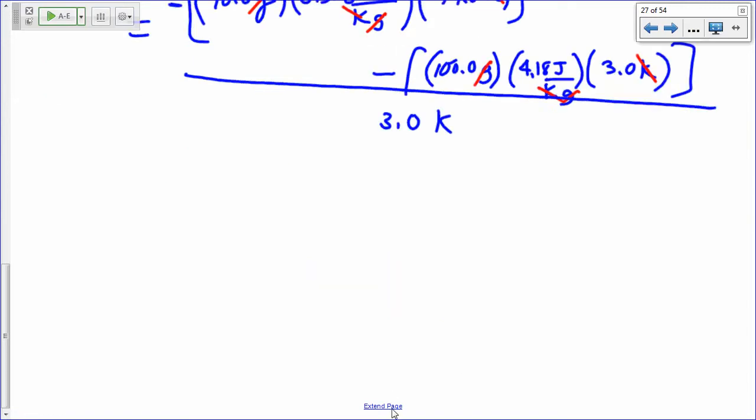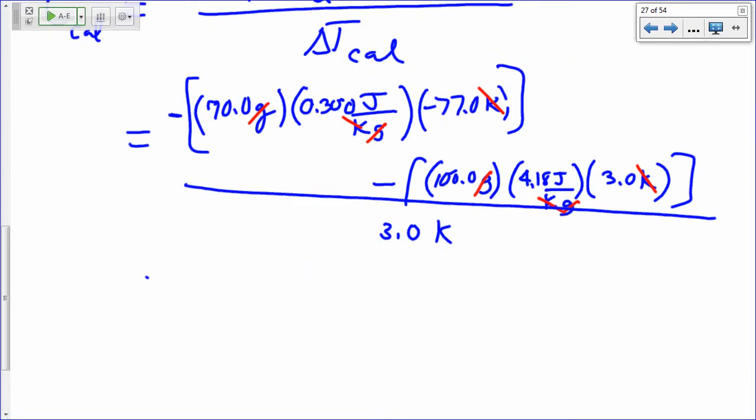Okay, let's look at some numbers here. What are these numbers? So that's negative of Q metal. What's our Q metal? Negative 1,617 joules. Why negative? The metal was hot, it got cold. So we say there was a heat flow out of the metal.